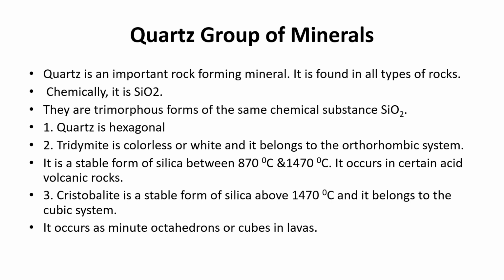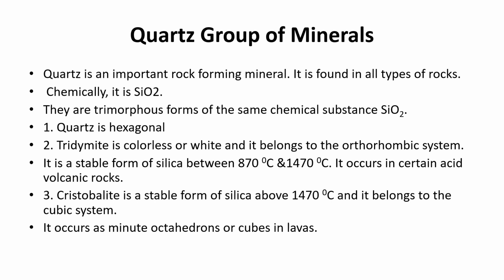Suppose we take quartz, it is hexagonal. Tridymite is colorless or white, and it belongs to the orthorhombic system. It is the stable form of silica between temperatures of about 870 degrees centigrade and 1470 degrees centigrade. This tridymite occurs in certain acid volcanic rocks.